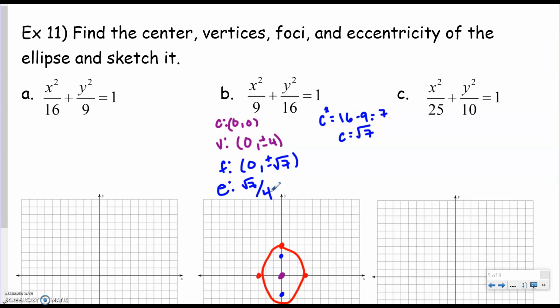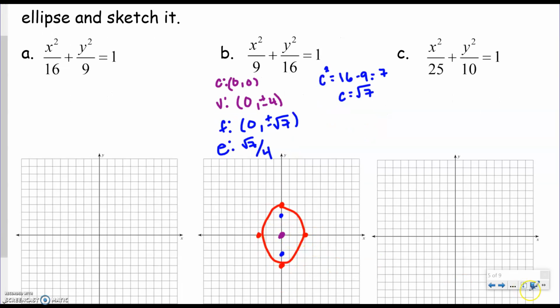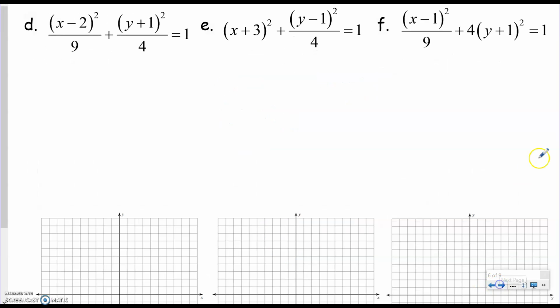So I'm looking at the right one there, guys. And that's your graph. Hopefully it looks a little bit nicer than mine does. I kind of missed my points there when I was doing that. Let's do the next problem. I'm going to go ahead and do D.